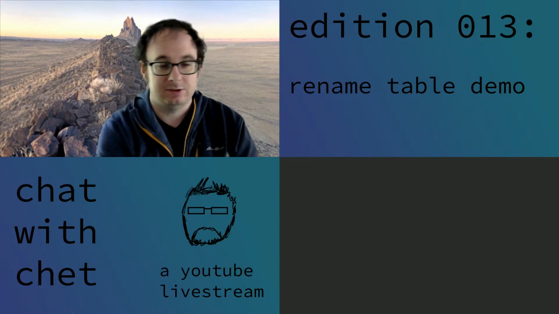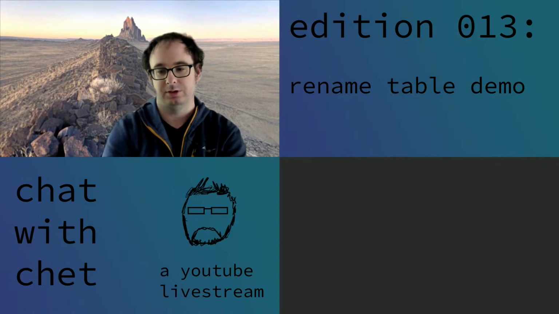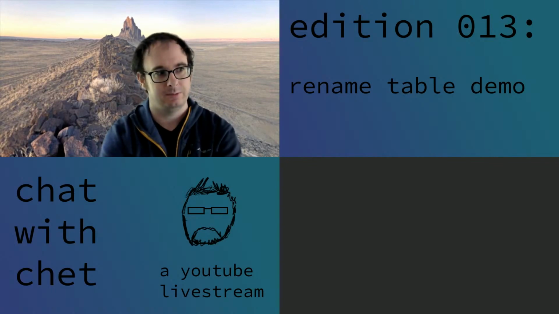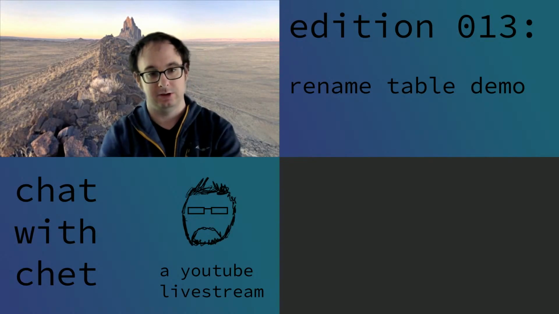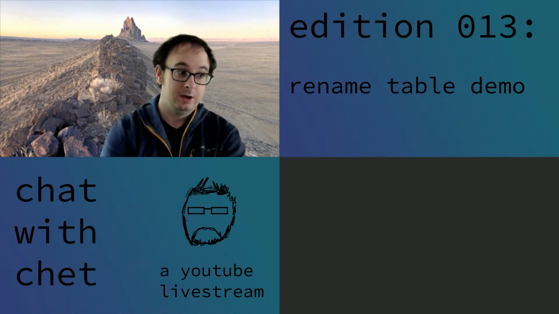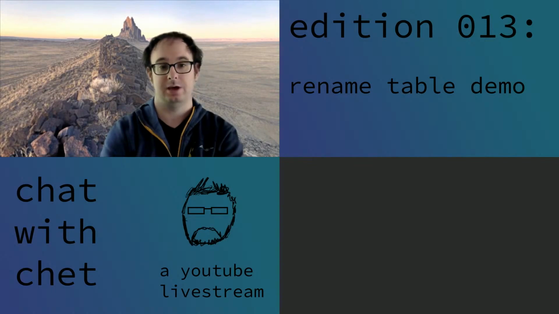So, in this edition 13, we're going to continue our exploration into features of Disguise that aren't well documented or often talked about. This one in particular is one that you really have to contact Disguise to figure out how it works, because the documentation doesn't actually exist for it, at least in the manual. So today we are looking into the rename table.